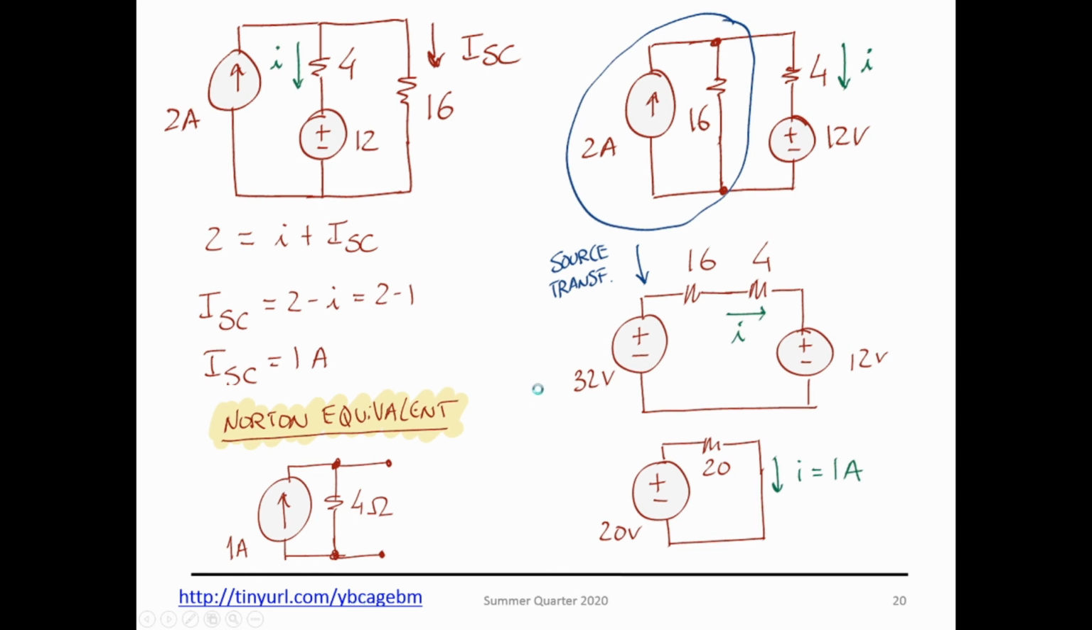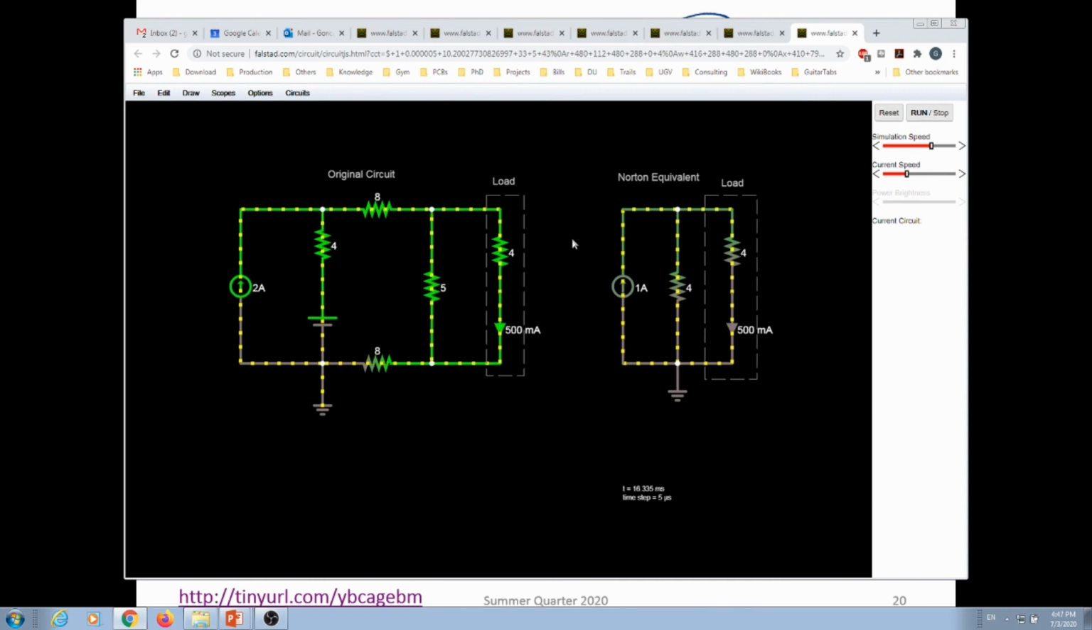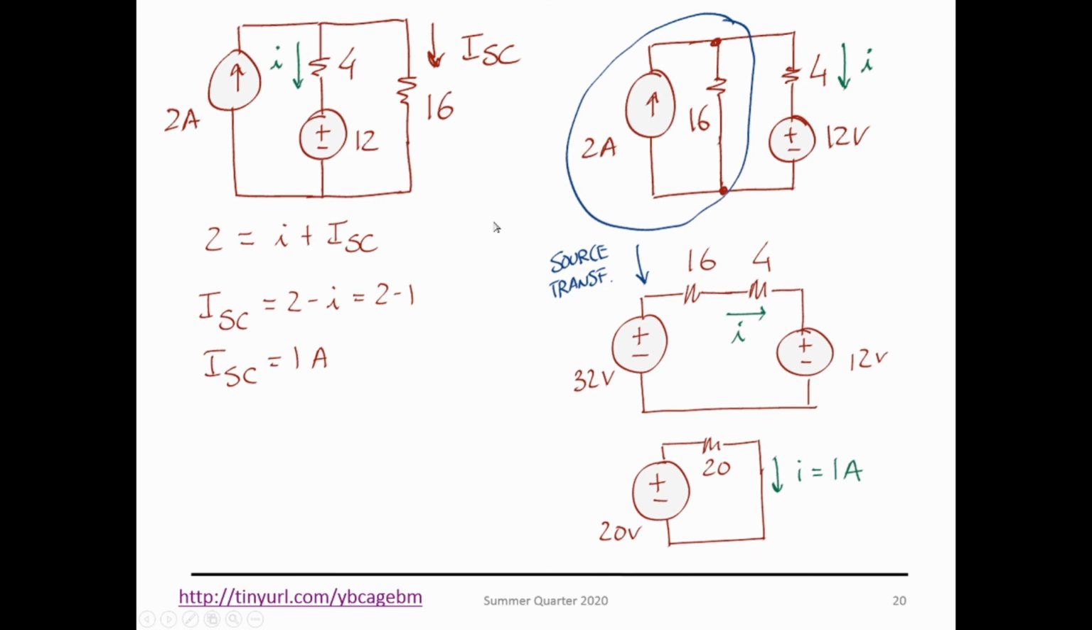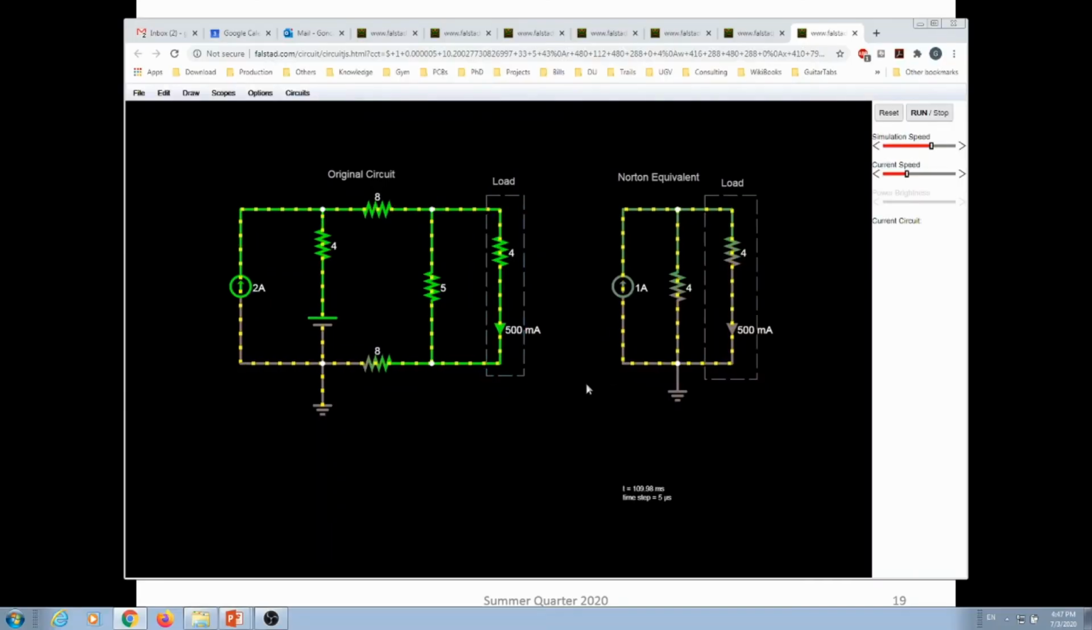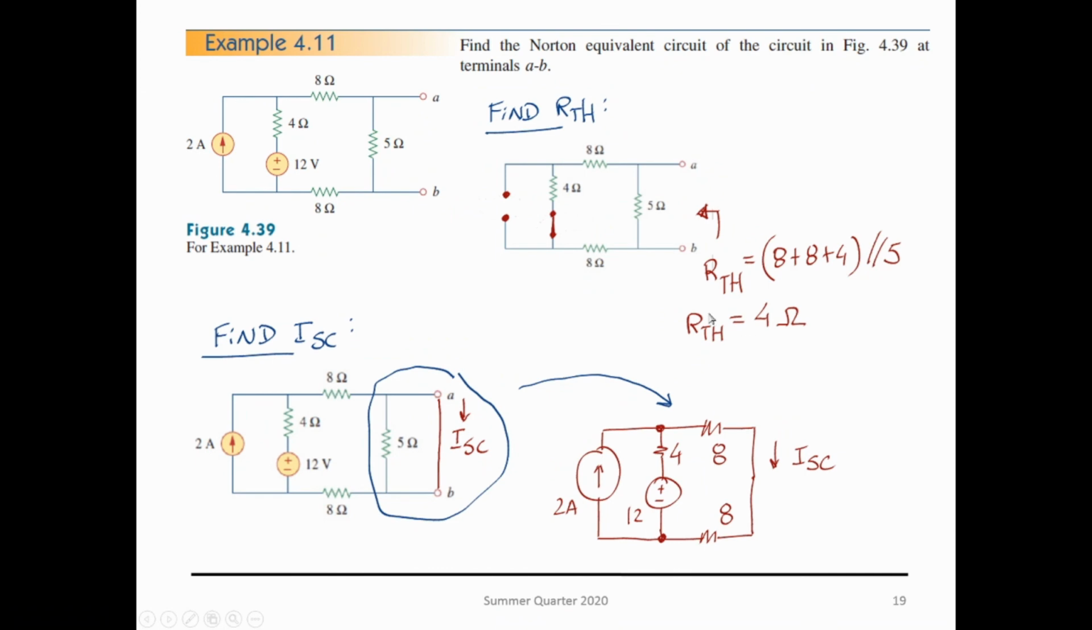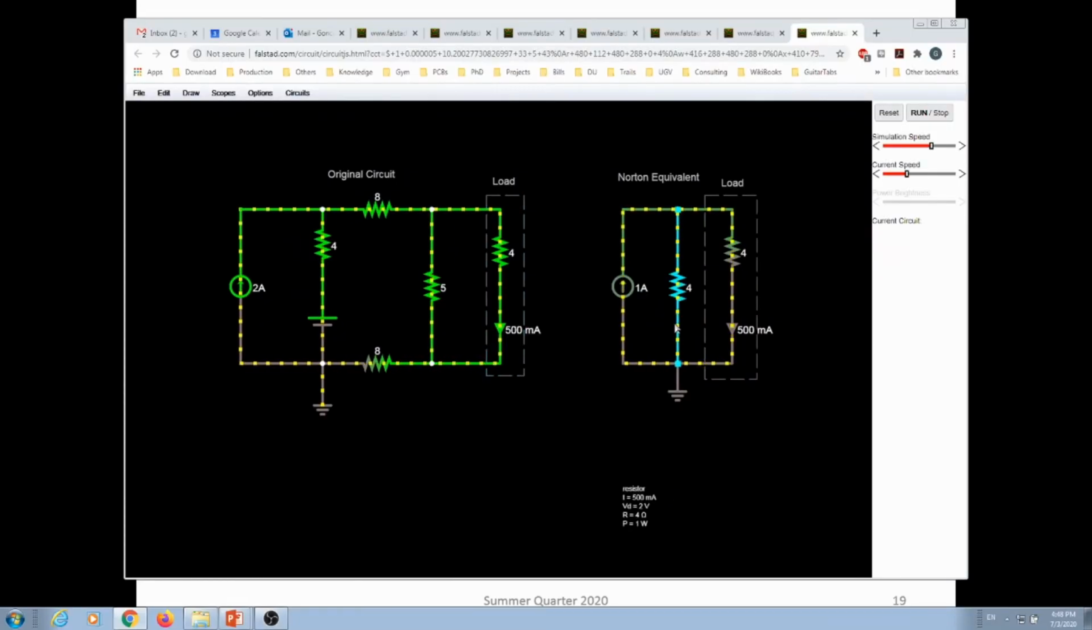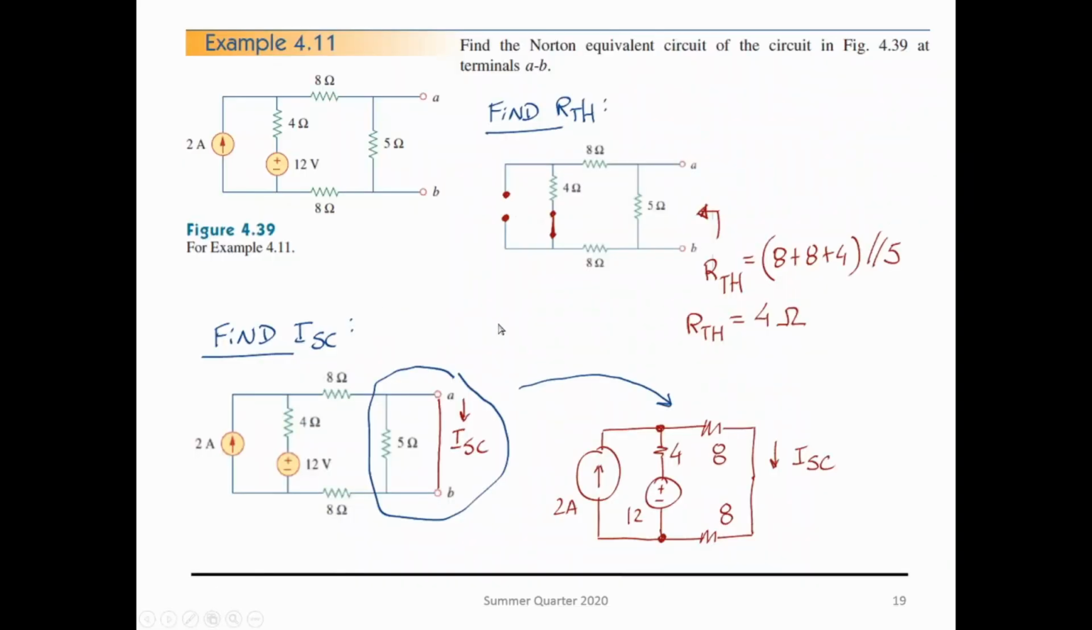So let's run the circuit. Let's see the circuit running, and this is what you have: a load of 4 ohms. They didn't have a load, so I picked a random load and put a 4 ohm resistance, so we can see that we have exactly the same current here on the original and the Norton. I picked 4 so you can match the Thevenin resistance that you have. Perfect. Notice that this circuit is way simpler than that one.